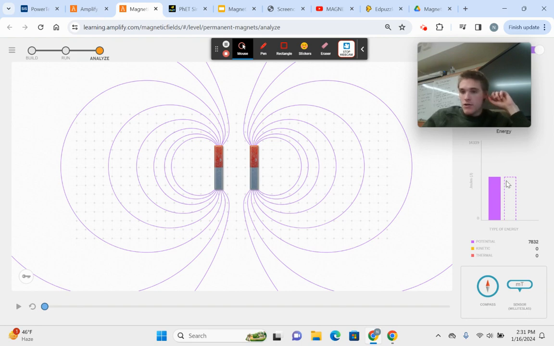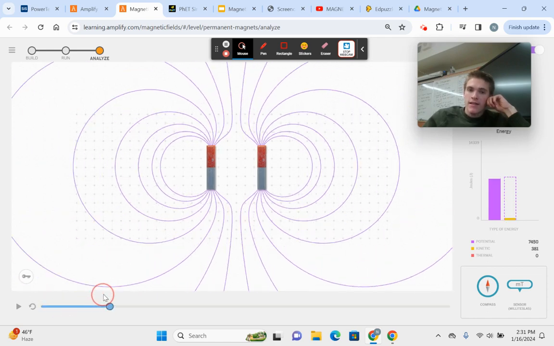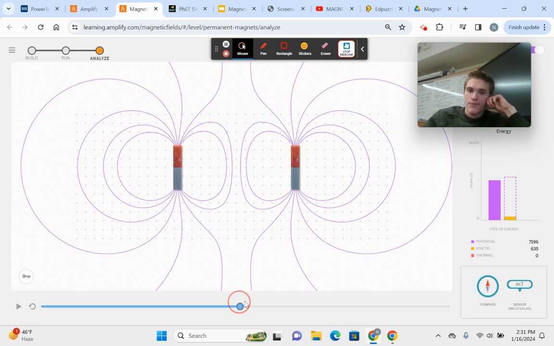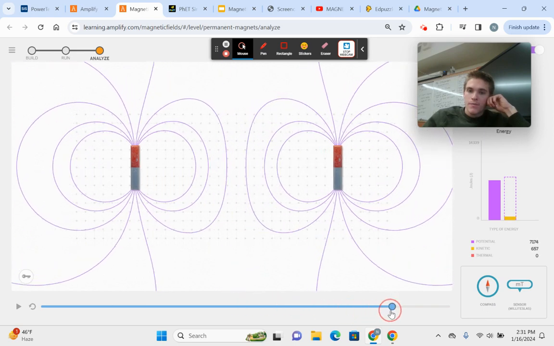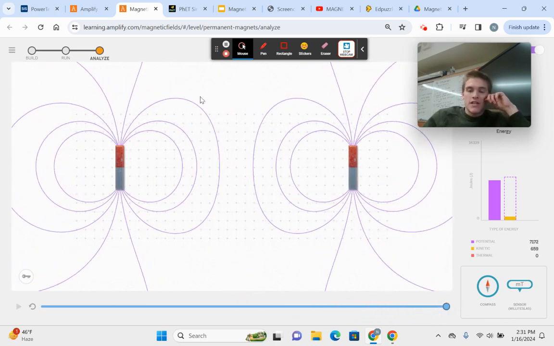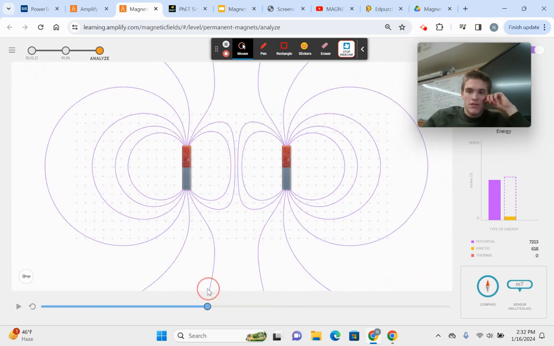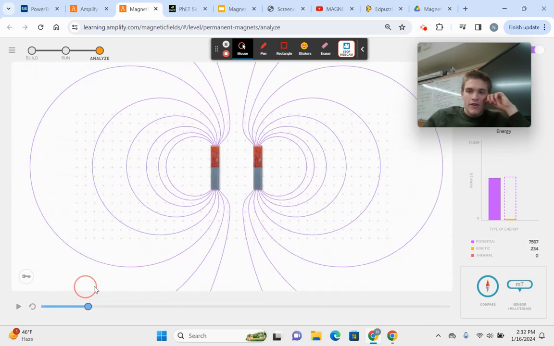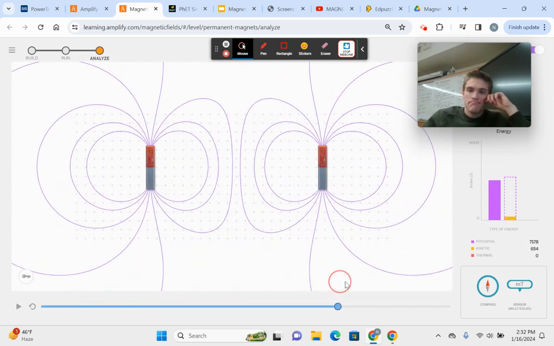So, energy is not being created or destroyed, it's just changing. The potential energy stored in the magnetic field lines is a high amount of potential energy. And as these magnets push away from each other, the potential energy is turned into kinetic energy. The potential energy, as you can see on the graph, is changed into kinetic energy.